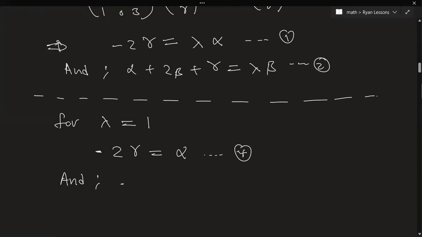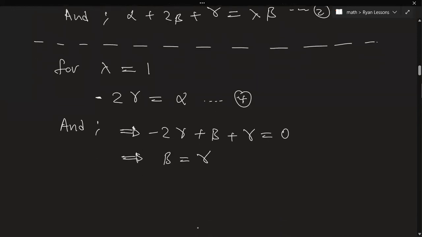So what does it mean? This implies negative 2 gamma plus beta plus gamma is equal to 0. So what does it imply from here? You see that these two terms are like terms, so they will give us negative gamma. So it means beta and gamma are one and the same thing.